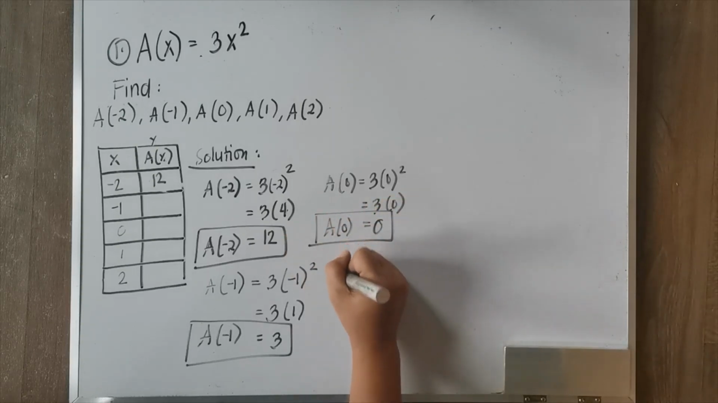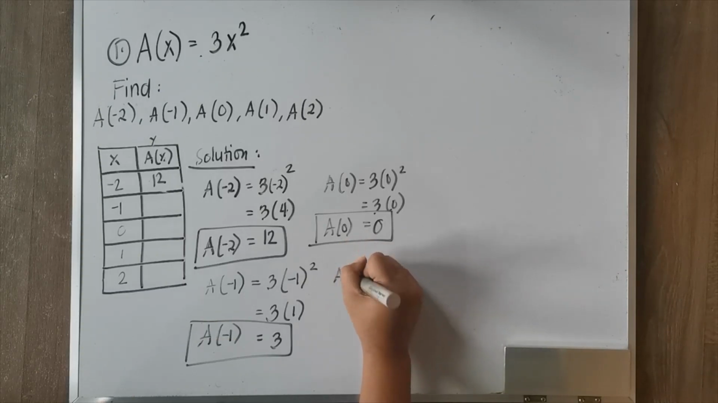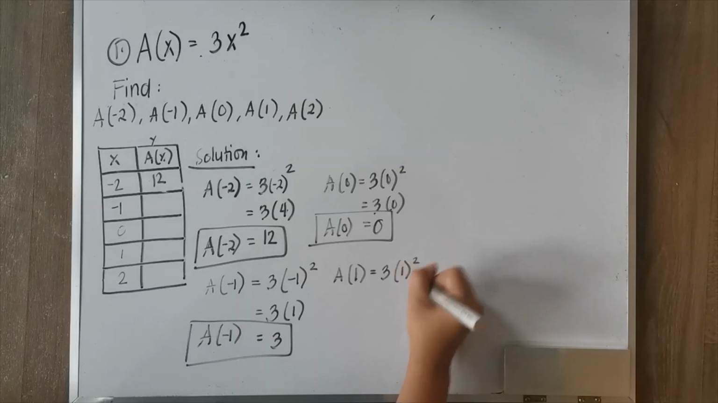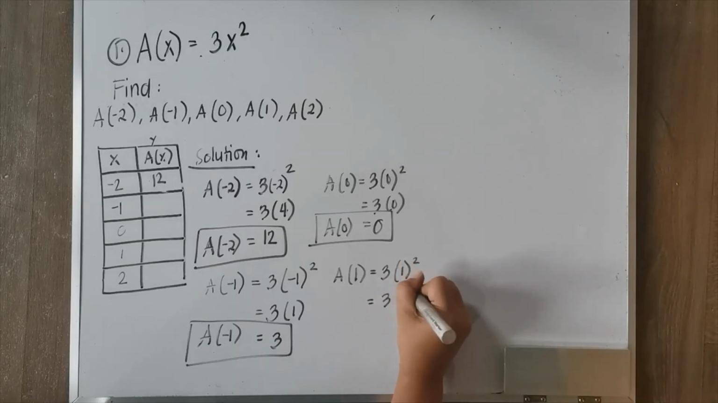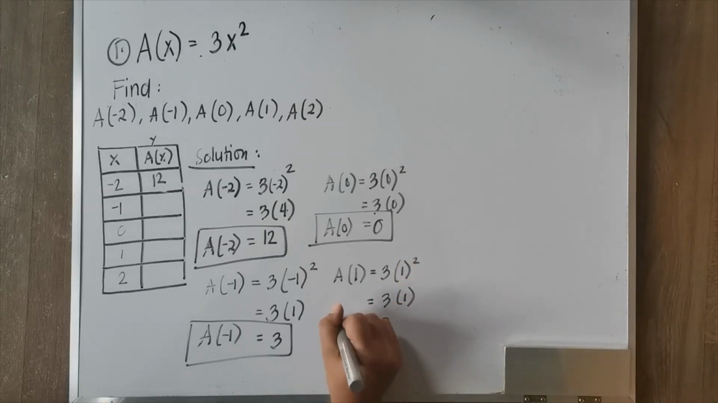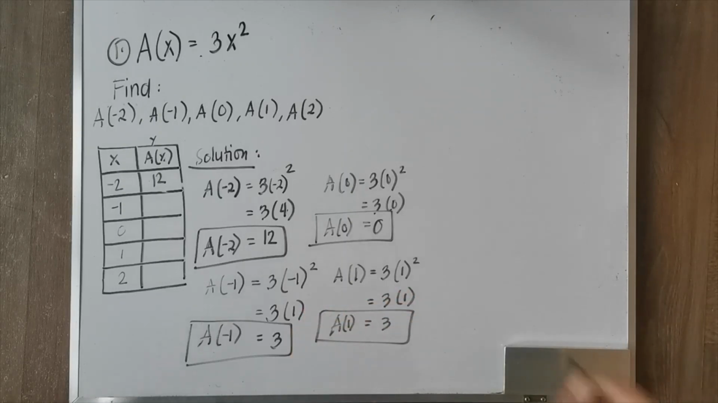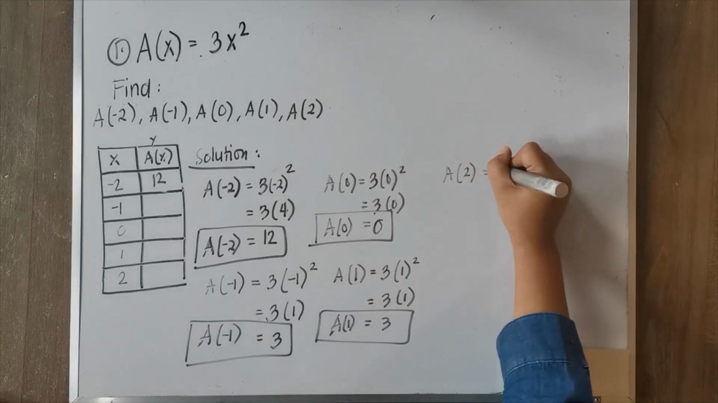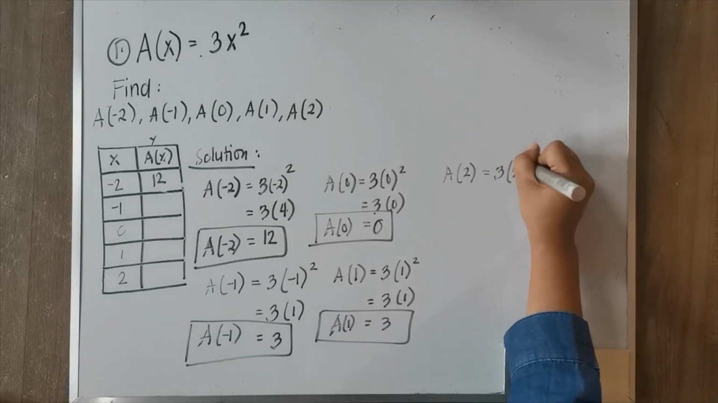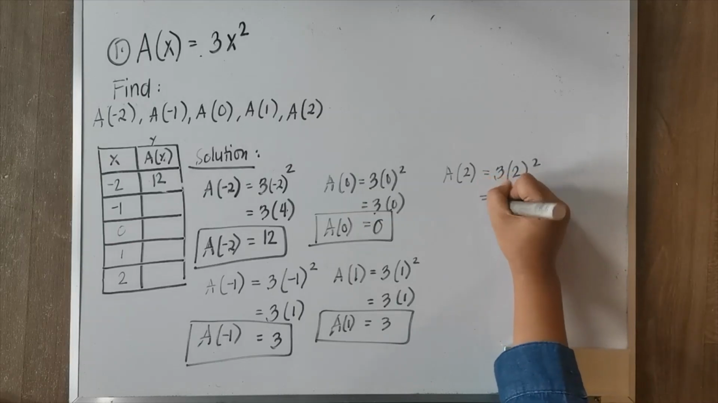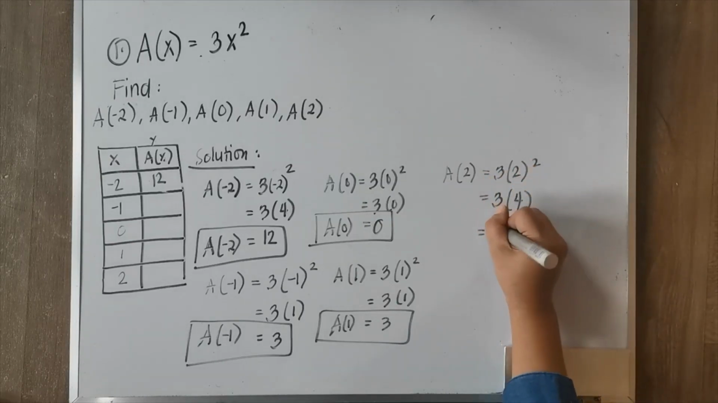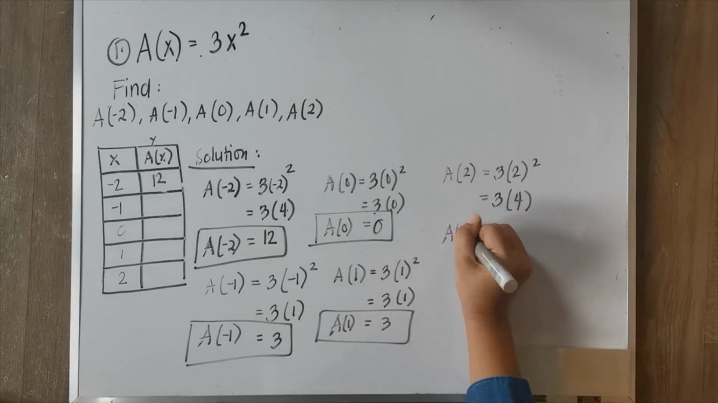For the fourth solution, we have a of 1. So it is like 3 times the square of 1. So 3 times 1 is simply 3. So a of 1 is 3. And the last computation is a of 2. So we have 3 times the square of 2. When we square 2, this is 4. And we now have an answer of 12.